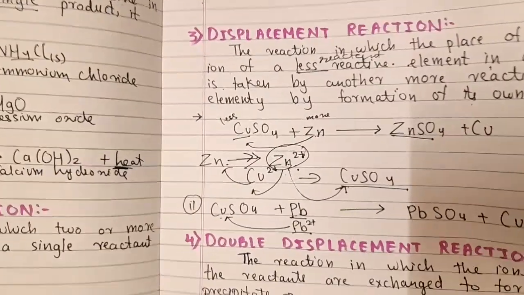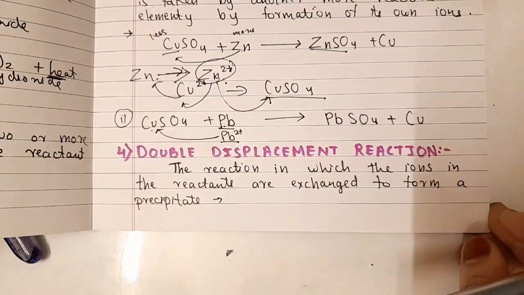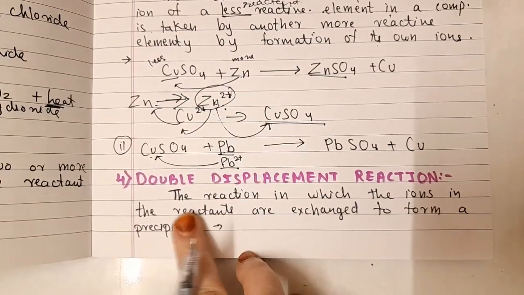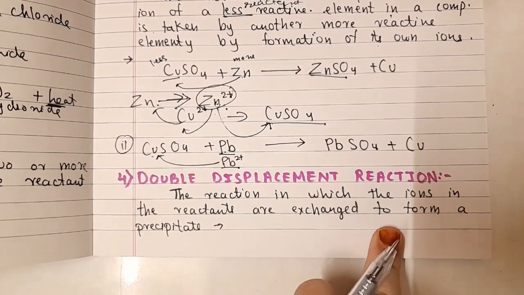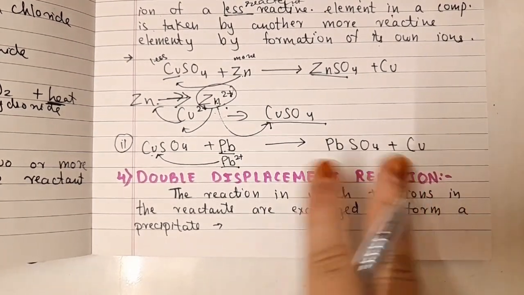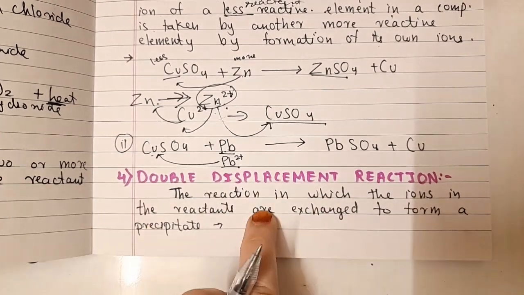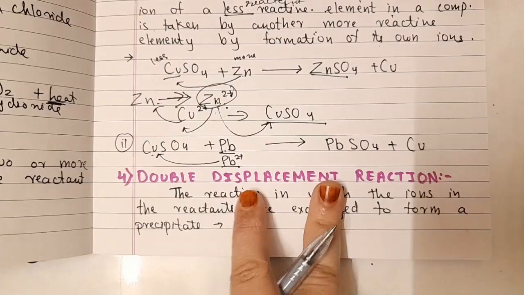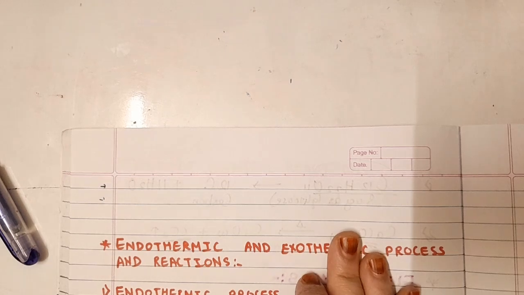Okay. Now the next kind of reaction is the double displacement reaction. Now what is this? The reaction in which the ions in the reactants are exchanged. So here two compounds will be there on the reactant side, and the ions in the reactants are exchanged to form a precipitate. Ions on the reactant side will be exchanged.